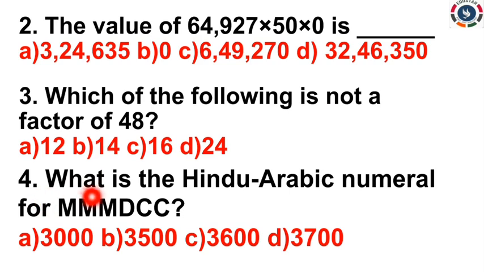Then fourth one, what is the Hindu-Arabic numeral for MMMDCC? Each M carries 1000. We have 3 M's, so 3000. And D carries 500. And C is 100. We have 2 C's, so 200. So 3000 plus 500 plus 200, totally 3700. So that is the answer.